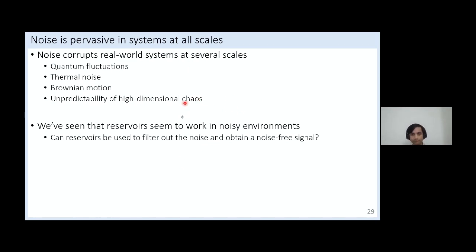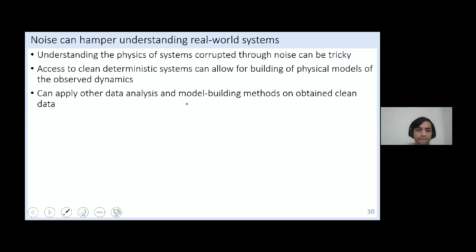So we've seen that reservoirs seem to work effectively in noisy environments, but what I wanted to really zero in on is the question: can reservoirs be used to actually filter out the noise and obtain a noise-free signal, right? And why would you want to do that, right? First of all, if you have data that has a large amount of noise in it, it's really going to be hard to understand what kind of underlying physics exists in the system. If ideally you could somehow filter away all of that dynamical noise and obtain a clean system, then you can actually start building physical models. You can actually start using all sorts of various data analysis and model building techniques and actually try to understand what's going on, right? So filtering out the noise is going to be quite essential.